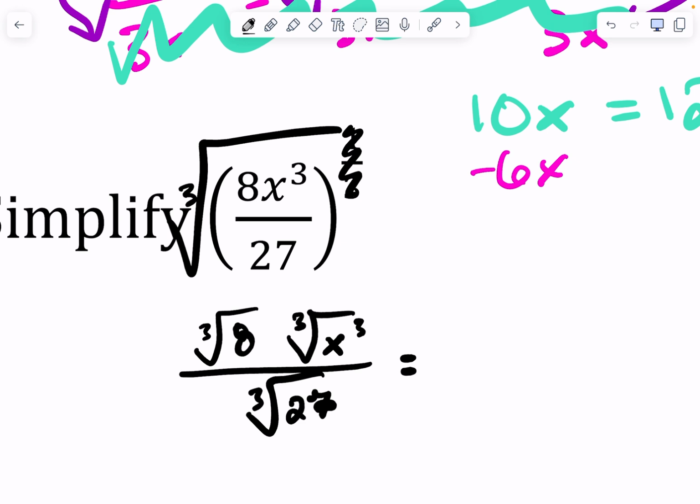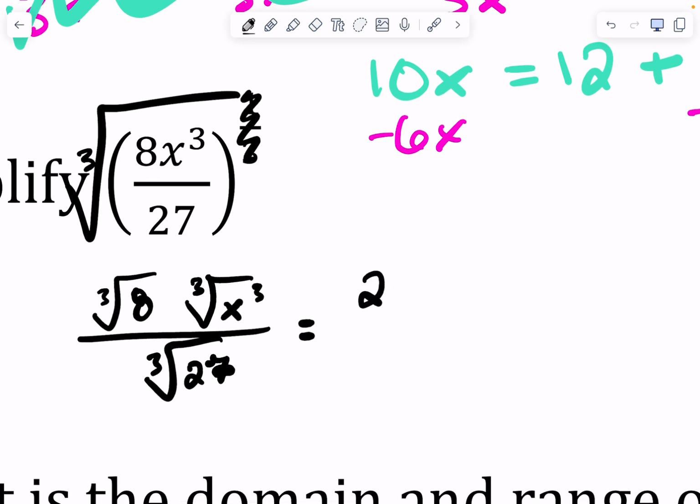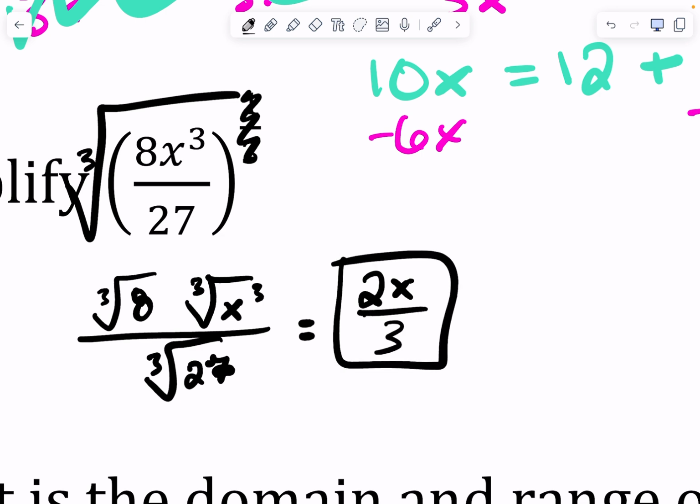When you're taking the cubic root, that means what times itself 3 times will give me that number? What times itself 3 times will give me 8? 2. What times itself 3 times will give me x cubed? x. What times itself 3 times will give me 27? 3. And that is all.